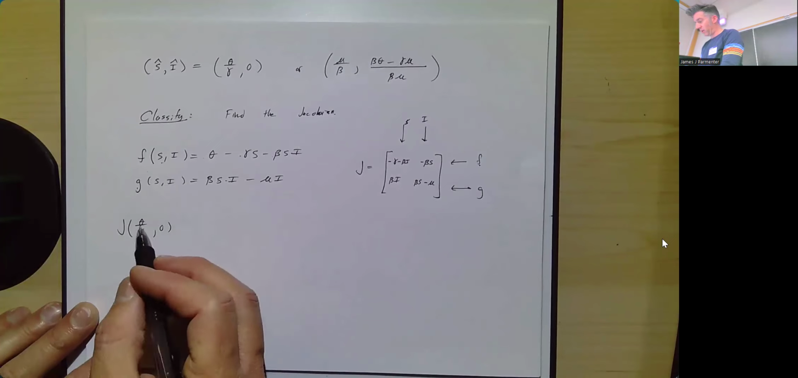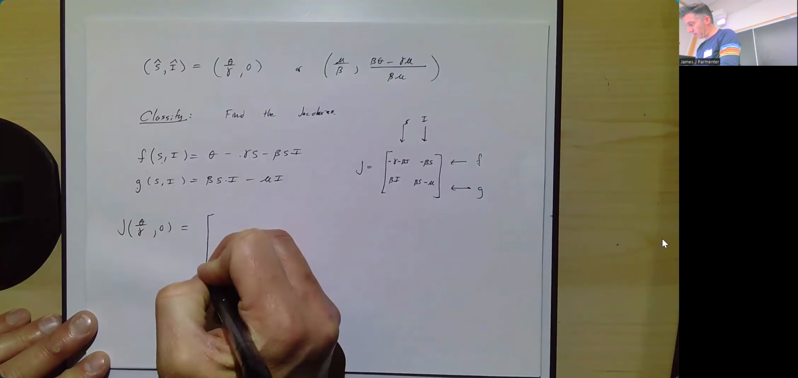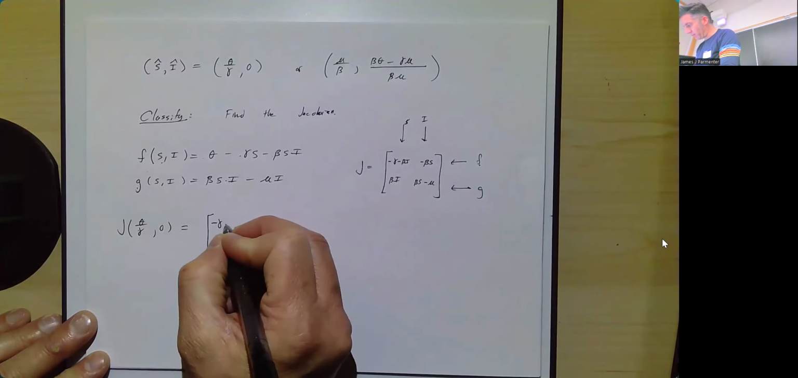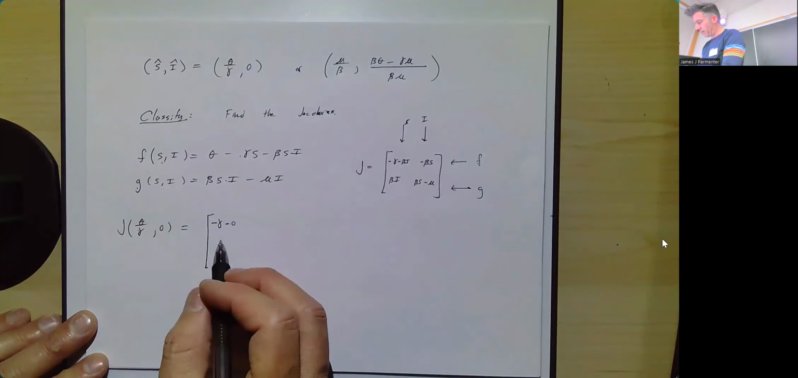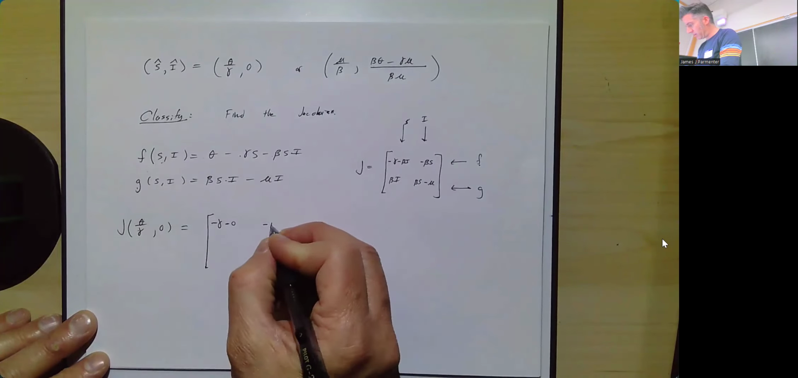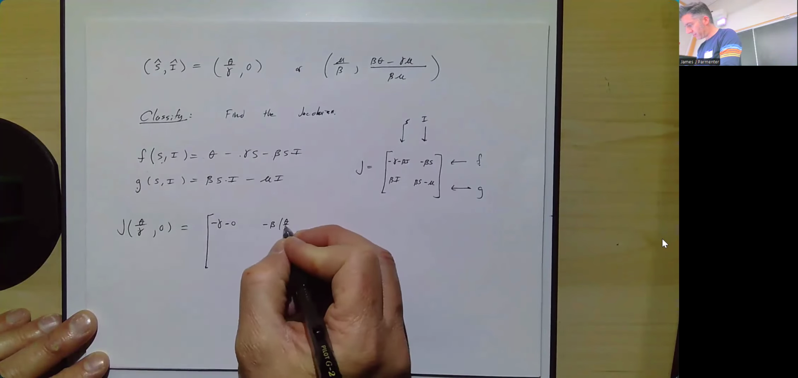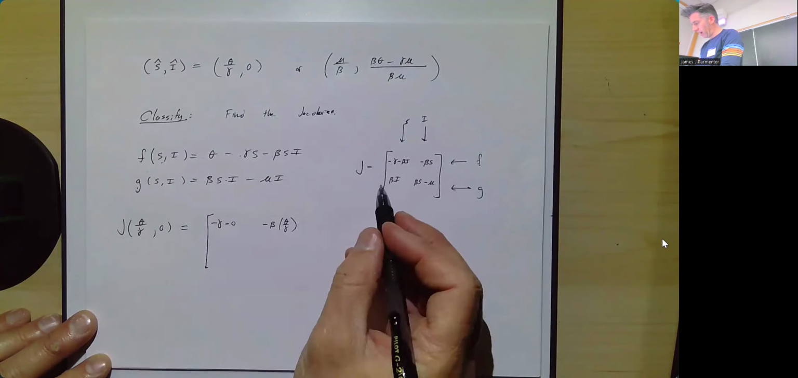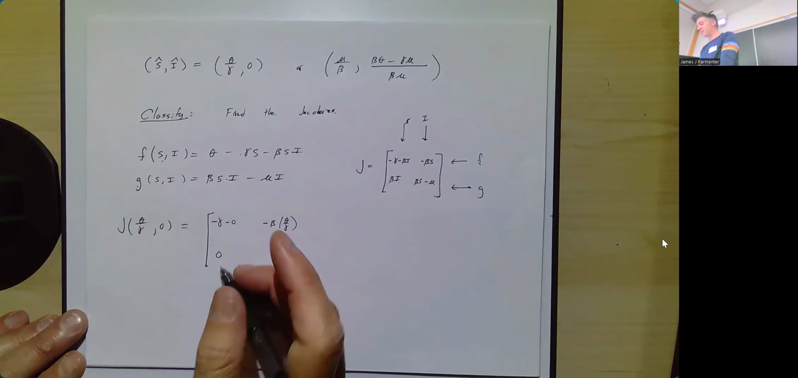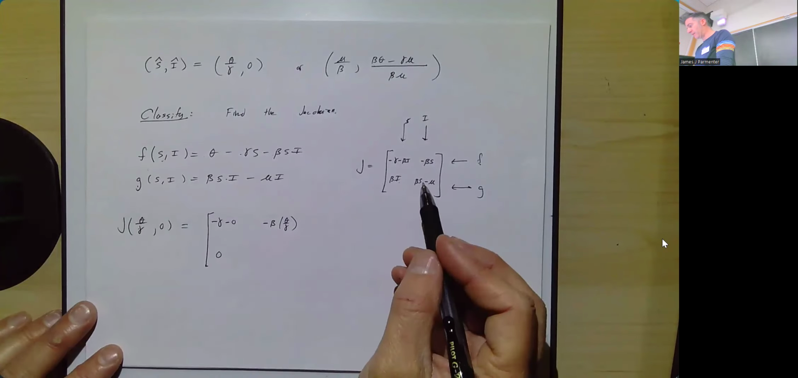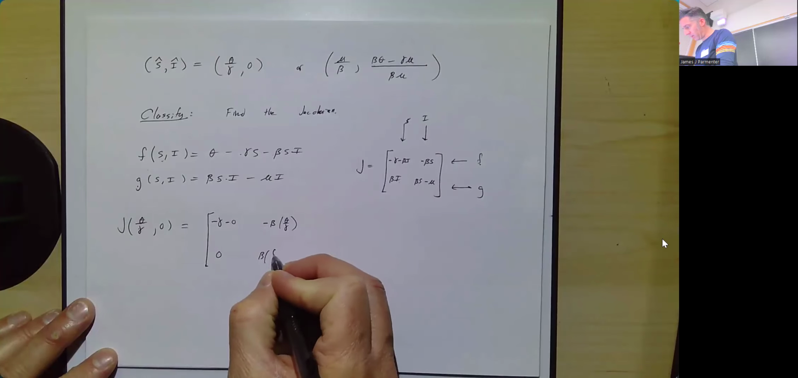Plugging this in, we're plugging in theta over gamma for s and 0 for I. We get the matrix: negative gamma, then negative beta times s, which is theta over gamma. Down here we have beta times I, which is 0, which is nice. And then beta s minus mu, where s is theta over gamma, so we have beta times theta over gamma minus mu.